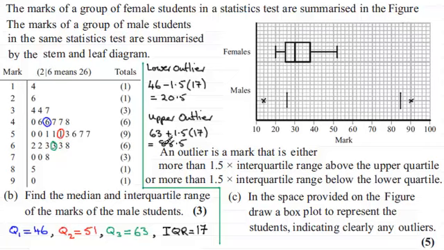Now we need to mark in the lower quartile, which is at 46. So go to 40 here and go 3 more blocks across. So that is where our lower quartile is going to be, at 46. The median is at 51, so that will be 50 and then half a square across there. So that will be something like that for the median.